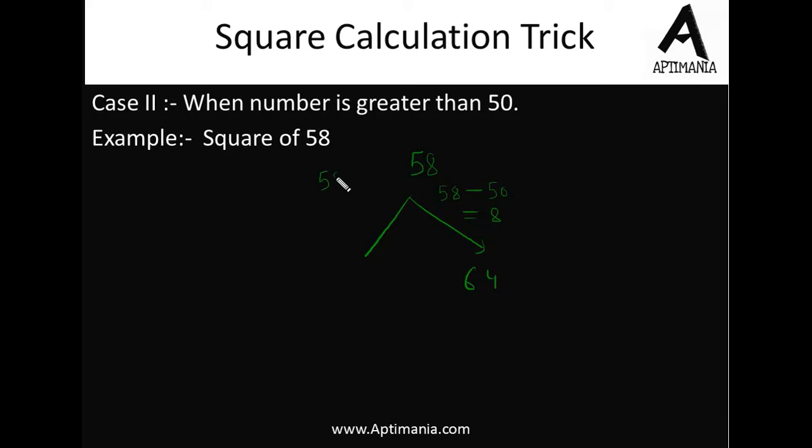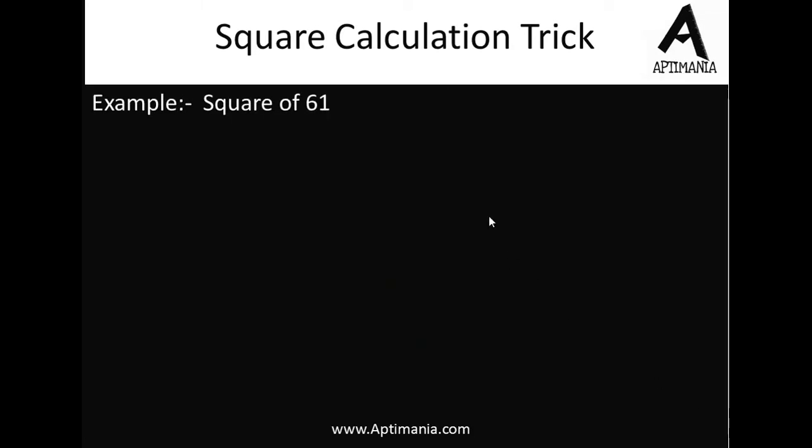Now again 58. This time we'll add 8 to this number, since the number is greater than 50. So 58 plus 8 is 66, divided by 2 will make it 33. So the answer of this question, 58 square, is 3364.